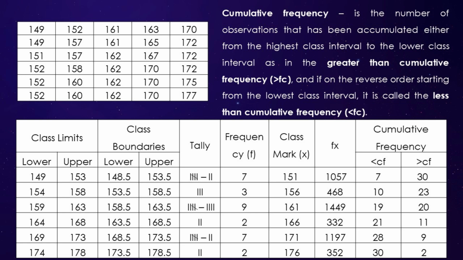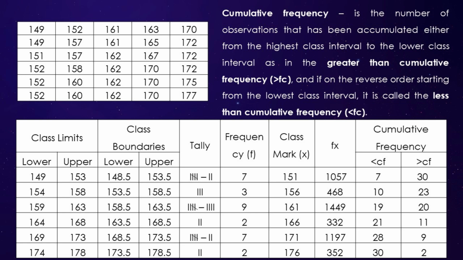Here's the completed frequency distribution table with the frequencies, class marks, and cumulative frequencies filled in. Notice how the class marks give us a representative value for each class, and the cumulative frequency tells us how many observations have been accounted for up to each point.